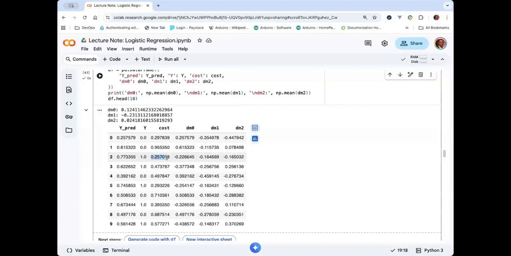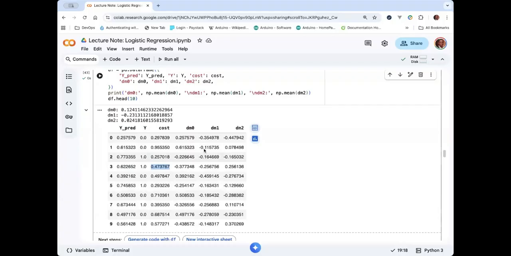So it has a low value. But 0.62 is far from 1, which is the target value, so it has a higher value. 0.39 is close to 0, but it's not that close. So this allows you to really see and visualize that negative log likelihood function, how it behaves for different values of Y and different values of Y pred.